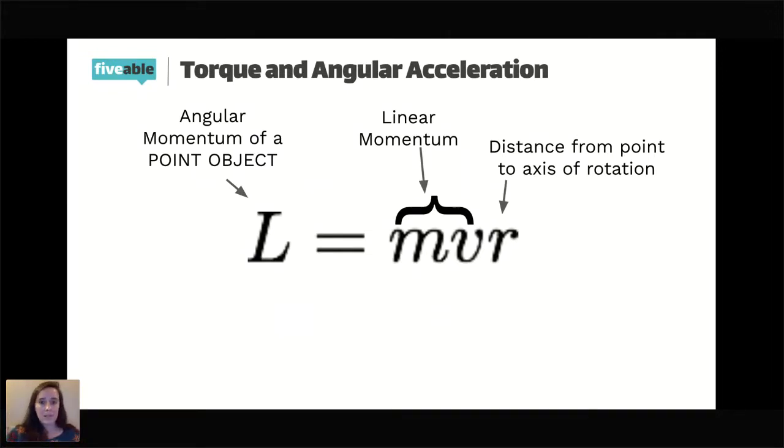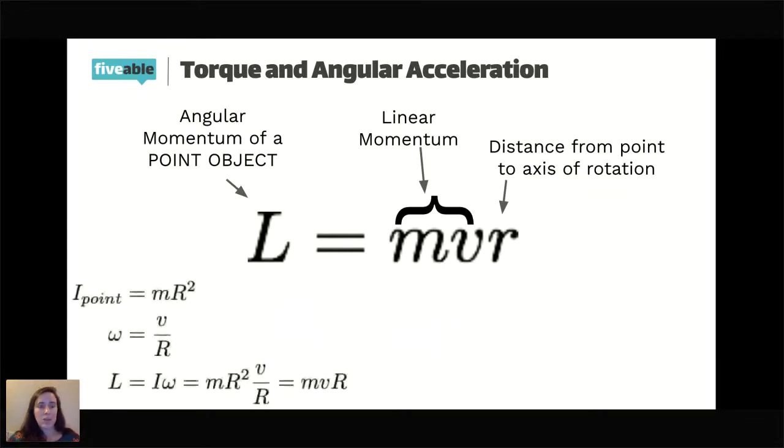Now, if you can't remember this, that's okay, because you can derive it from L equals I omega. The moment of inertia of a point is mr squared, where r is the distance from the point to the axis of rotation. Omega is the linear velocity over r. So from L equals I omega, we get mr squared times v over r, which simplifies to mvr. So if you can't remember the angular momentum of a point, that's okay. You can derive it from all your other equations as well.